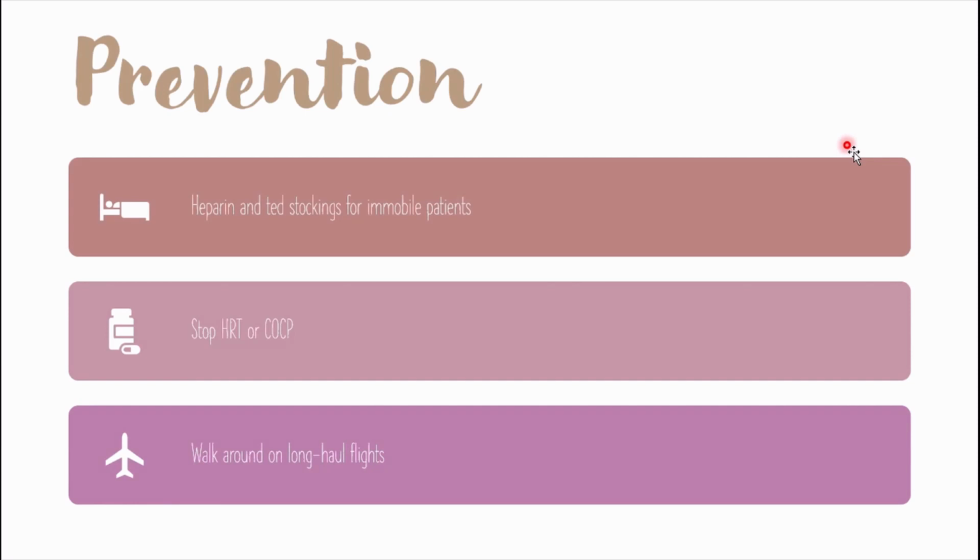A PE can be prevented by providing heparin and TED stockings to immobile patients, stopping hormone replacement therapy, or the combined oral contraceptive pill. It is also recommended to walk around on long-haul flights to prevent the development of a DVT.